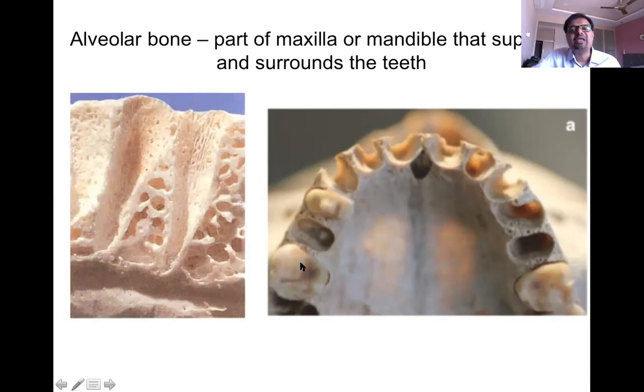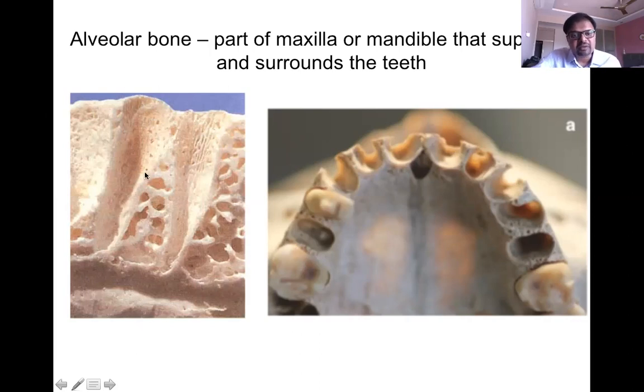The part of the bone that houses the tooth is known as the alveolar bone proper. The bone anything beyond the apex of the tooth, so if this is the apex of the tooth, and the bone which is more than a millimeter or two beyond the apex of the teeth, is known as the basal bone.